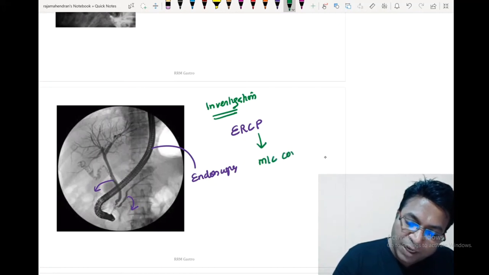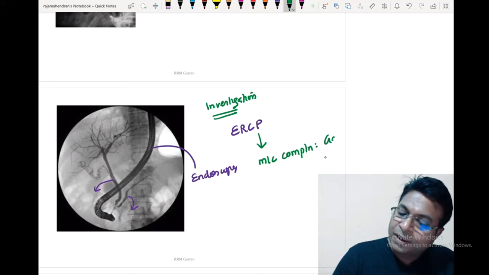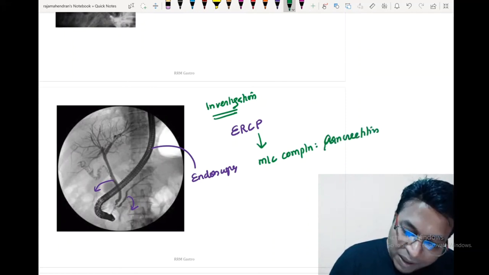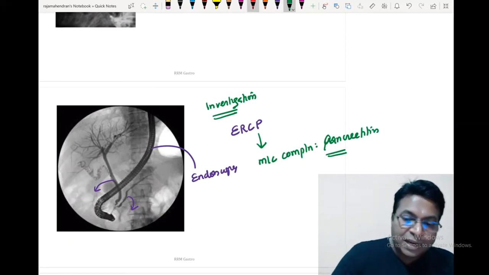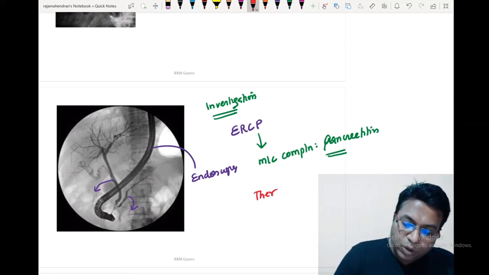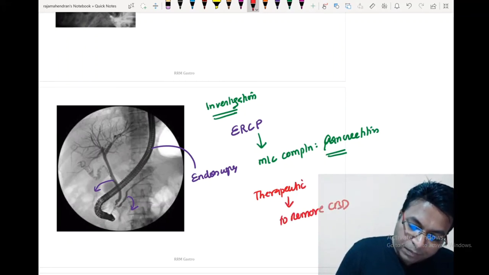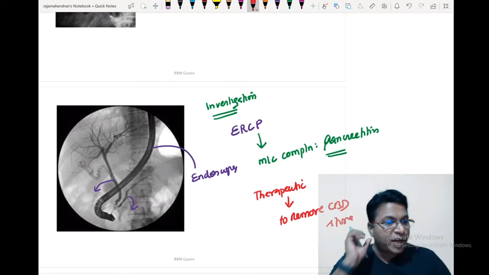The most common complication of this procedure is that it can cause pancreatitis. It is mainly used now for therapeutic purposes, to remove stones from the bile duct. To remove CBD stones, we are using this procedure.